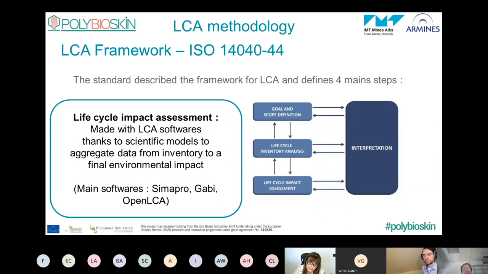Then the life cycle impact assessment is made with LCA software. It uses scientific models to aggregate data from the inventory, and so it's possible to get a final environmental impact. Each category of impact can be calculated. The main software used by people using these tools are SimaPro and GaBi 8, which we use in this project. There is also OpenLCA, but the problem for some software is the availability of the databases. You also have to pay for databases, and when you want to update the databases, you have to pay a lot.